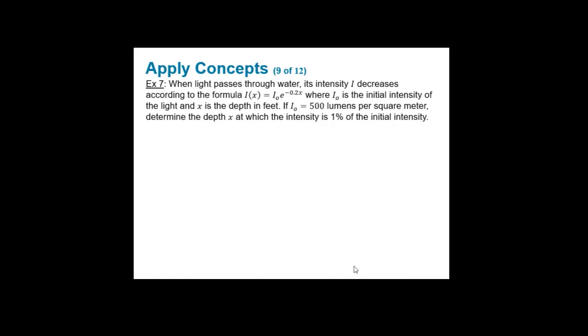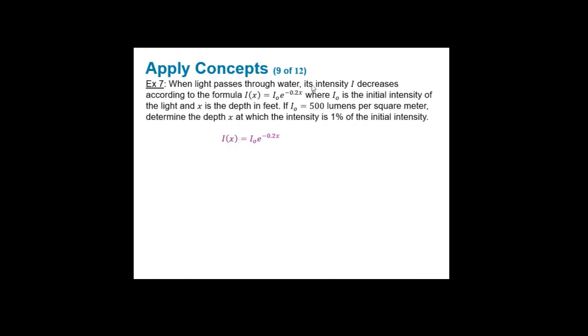If I initial is going to be 500 lumens per square meter, determine the depth x at which the intensity is 1% of the initial intensity. Okay, so when I'm working with application problems, if they give me a formula like this, the first thing I do is write the formula down, and then I just make little notes about what everything equals.